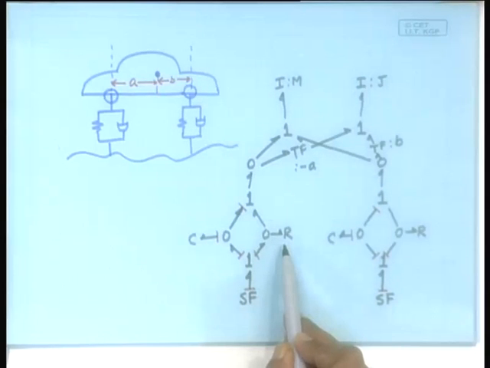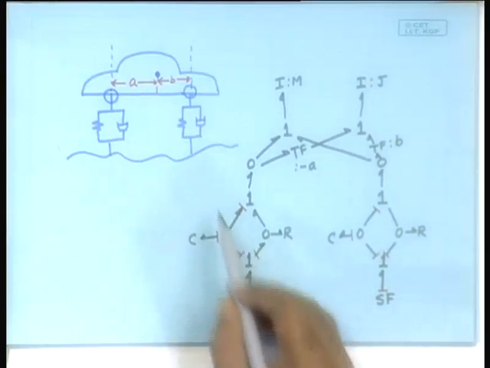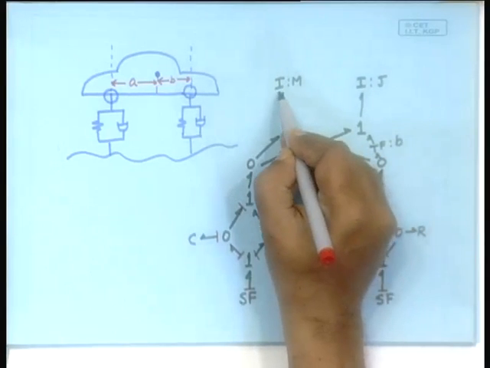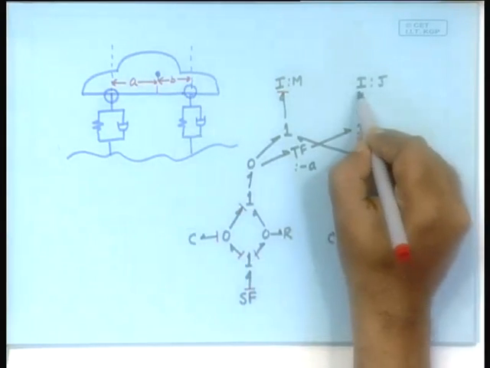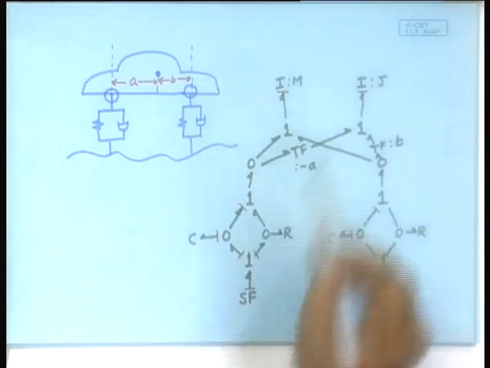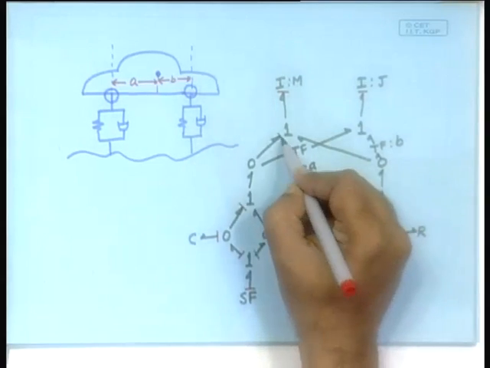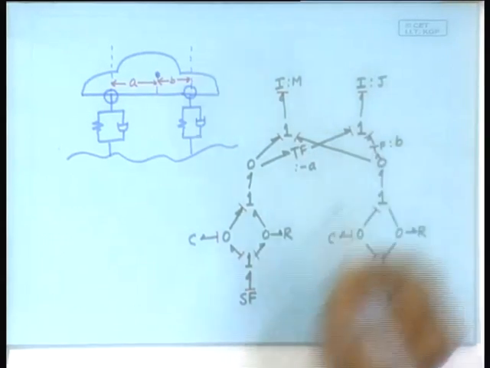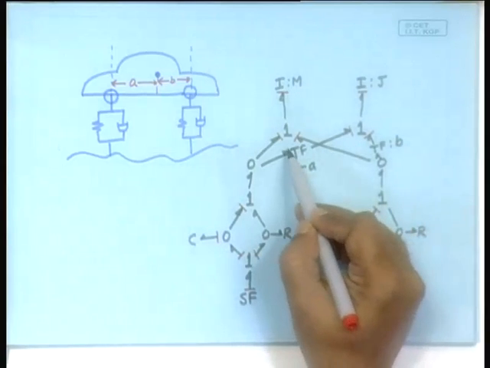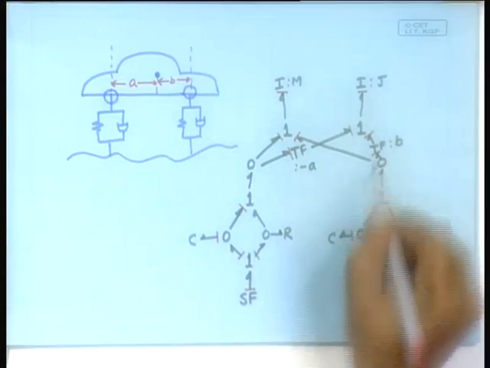Similarly, here, what does the R do? As yet you do not know. So, let us start from the other side. Here it is an I element, here it is an I element. So, integral causality is one junction. So, it will distribute. Transformer, it will take out the information.